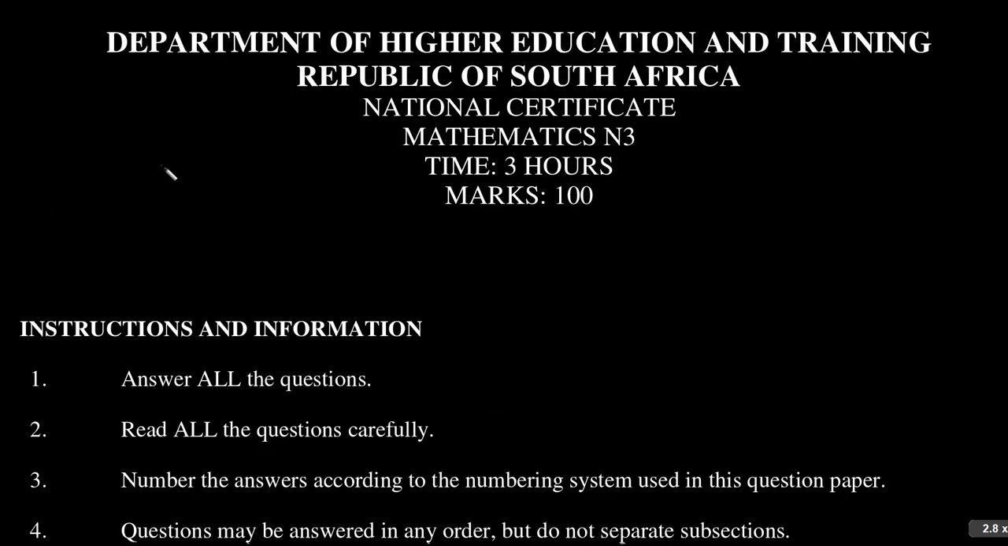Now let us quickly look at some of the most important instructions that you need to be aware of. As I said, this is a 3-hour paper. It is out of 100 marks. It is the paper from the Department of Higher Education and Training. Usually we call it the DHET. And the instructions read as follows.